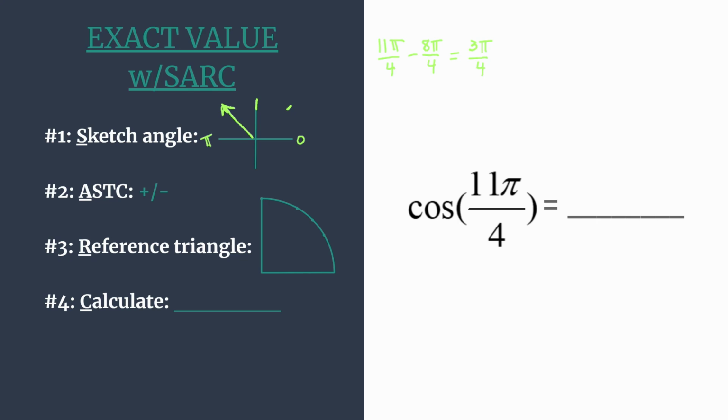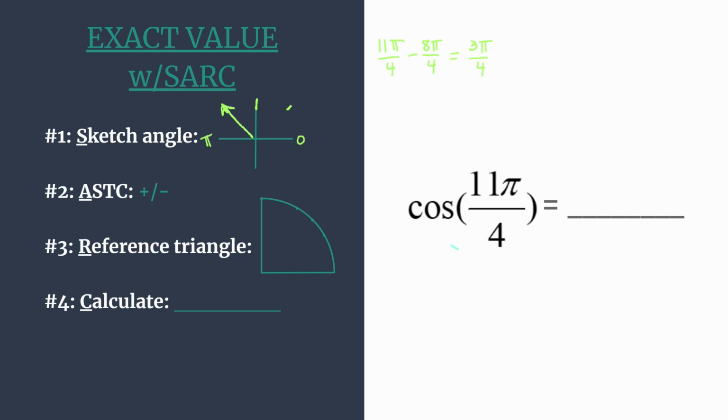So now that we have a sketch of our angle, we can move on to step 2 and use A.S.T.C to decide if our exact value's final answer will be positive or negative. So for A.S.T.C, think all students take classes, and it simply is a reminder, an acronym, to help us know which trig functions are positive in each quadrant.